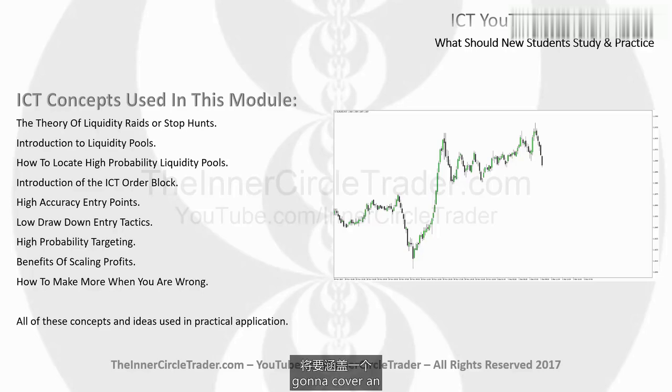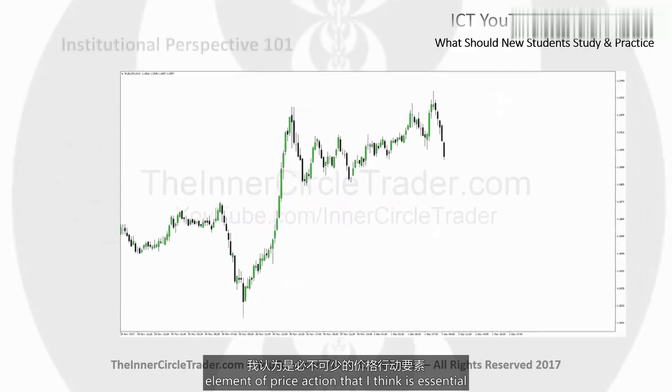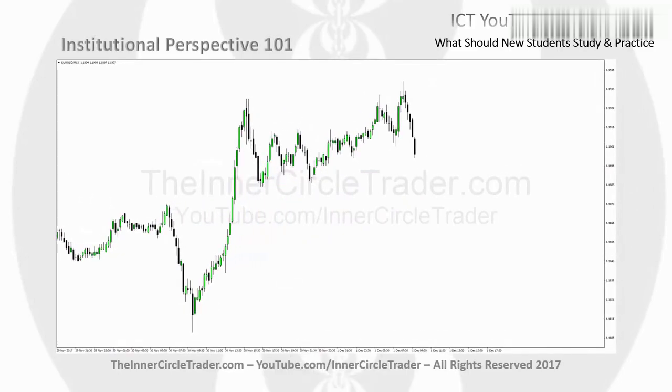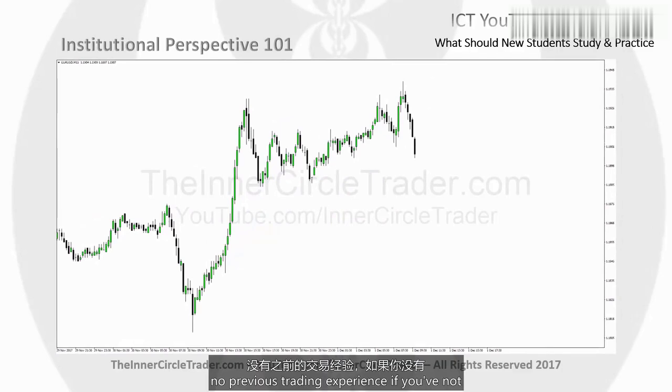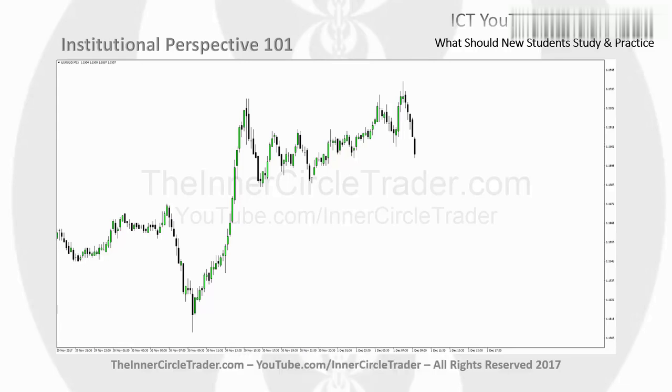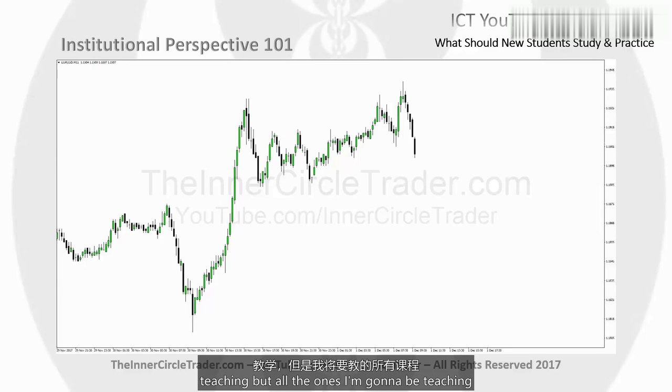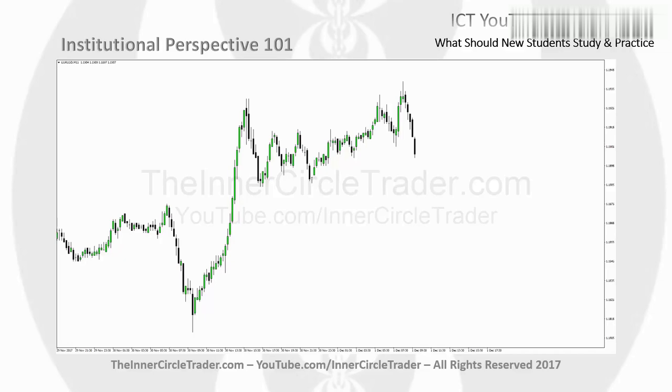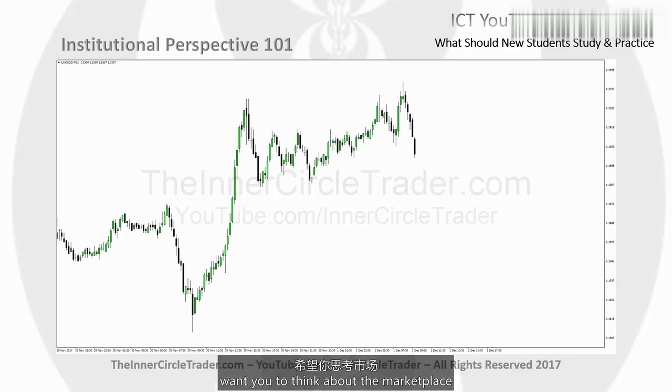We're going to cover an element of price action that I think is essential, and if you have no previous trading experience, if you've not corrupted your mind with the retail material that is promoted in the industry, you're actually at an advantage. Folks that have gone through trading courses are going to have some hardships with this, not just with this teaching, but all of the ones I'm going to be teaching. The constant theme is I want you to think about the marketplace completely opposite to what retail teaches.